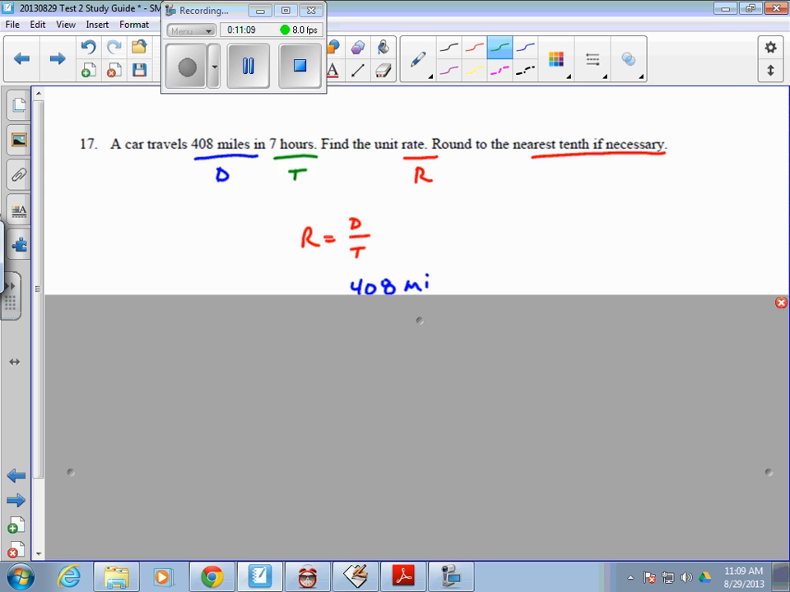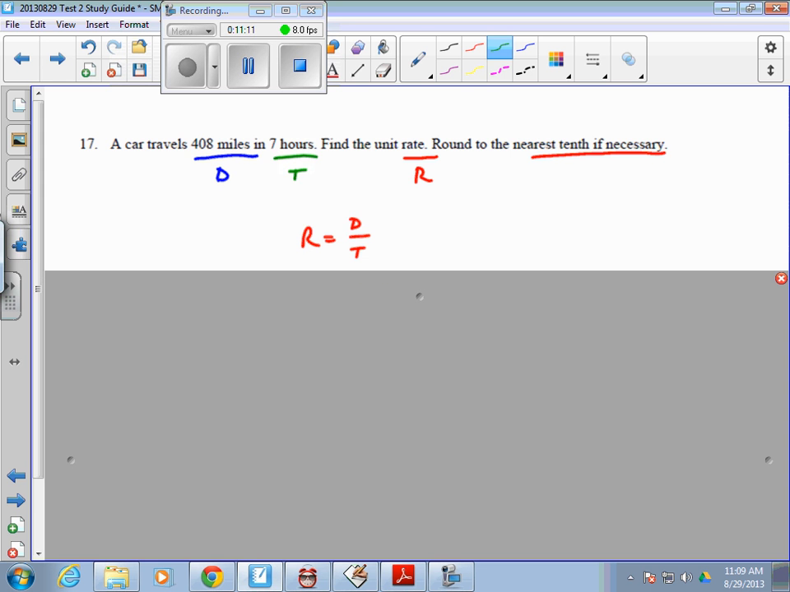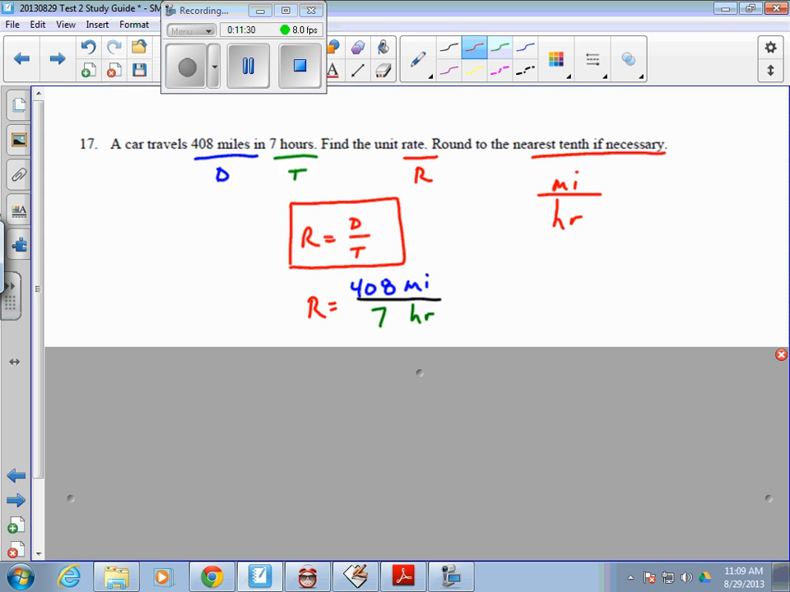So we're going to use the formula rate equals distance over time. The formula is not going to be provided. The way you could remember R equals D over T is because of miles per hour, think of your car. Rate is your speed. Miles per hour is what your car says when you're riding in your car. So we're going to plug in the values we have. In place of D or distance, 408 miles.